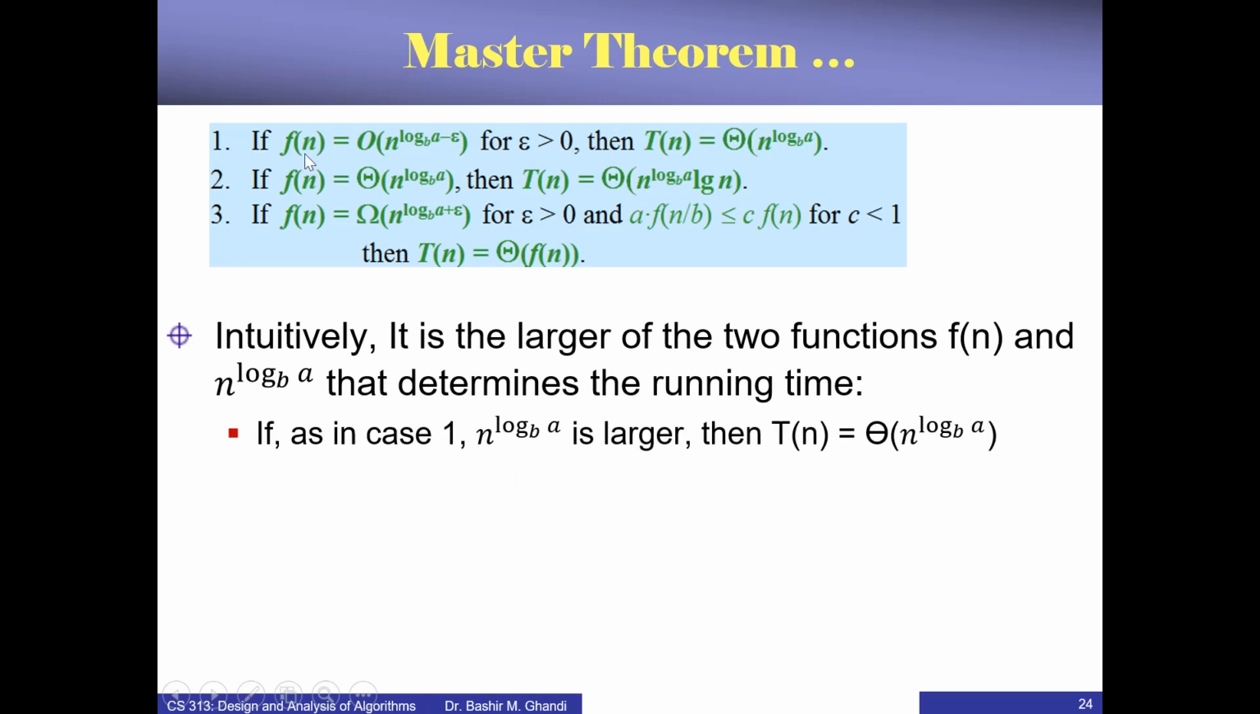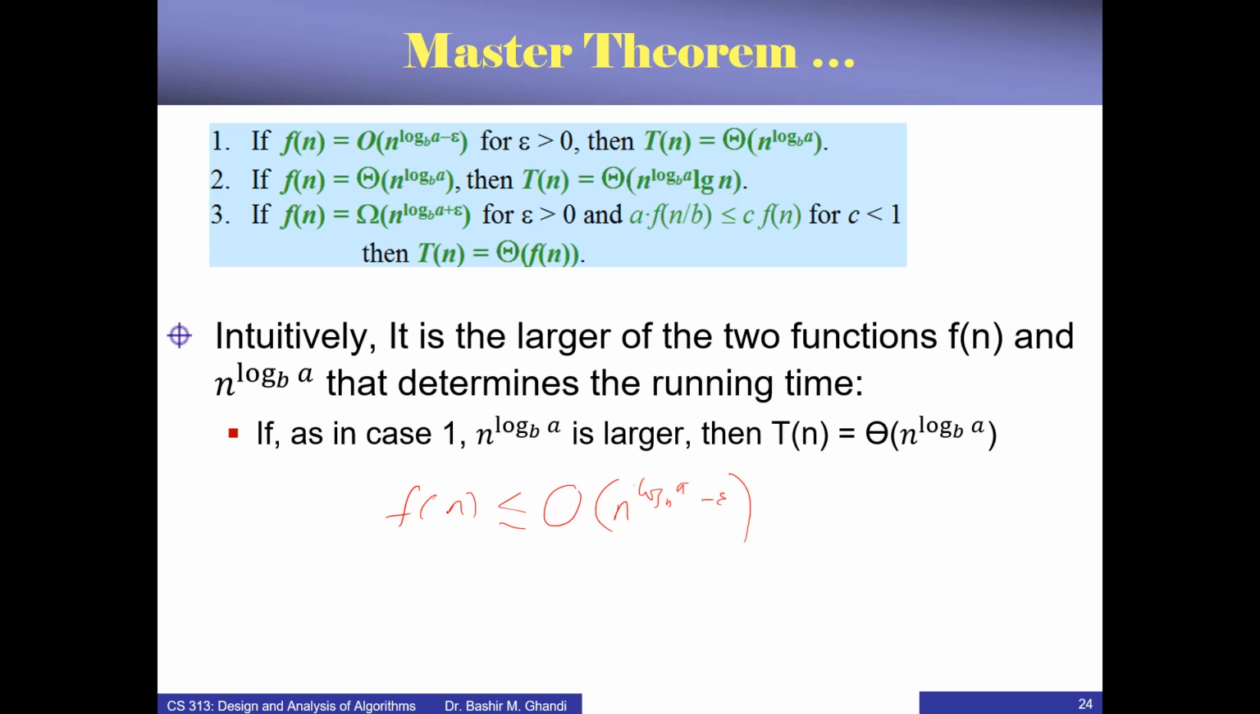So in case 1, we are saying f(n) is big O of n^(log_b a − ε), for some positive constant epsilon. What we are really saying here, remember the definition of big O, it means f(n) is less than or equal to big O of n^(log_b a − ε).